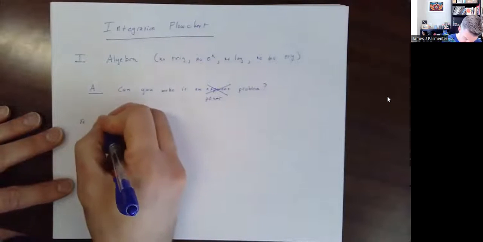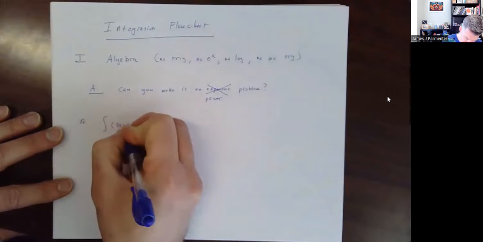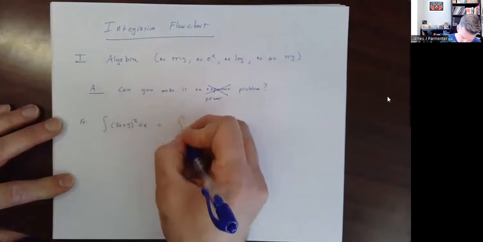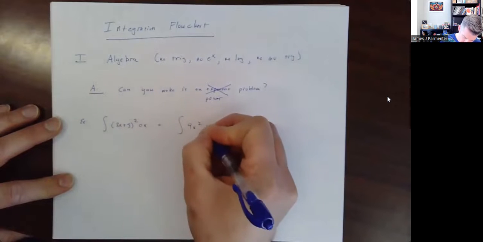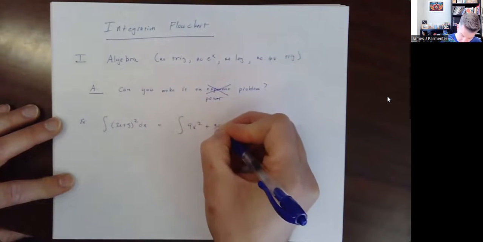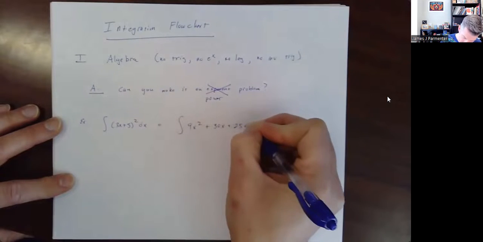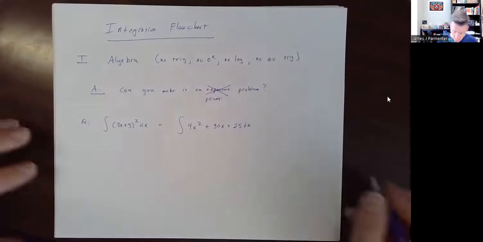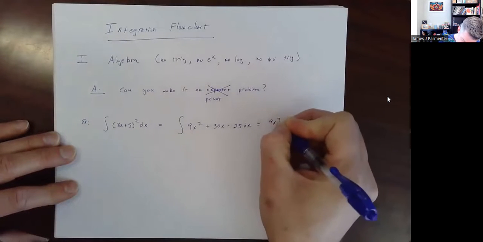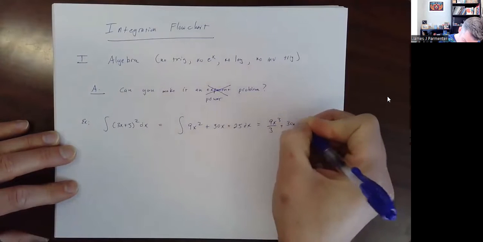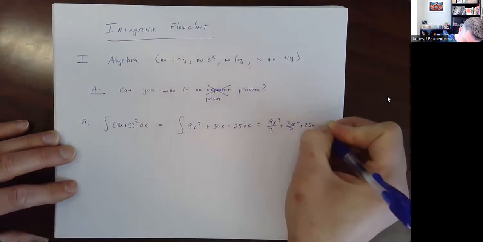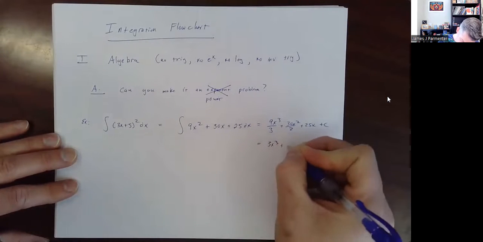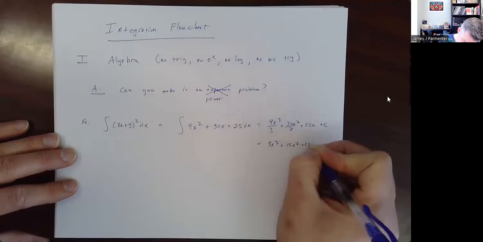So for example, we might try an example if I can get them easily. The integral of (3x plus 5) squared. We can totally multiply that out. (3x plus 5) squared is equal to 9x squared plus 15x plus 15x is 30x plus 25. And that's really straightforward to integrate. We can just put this in there. That's going to be 9x cubed over 3 plus 30x squared over 2 plus 25x plus a constant, which we could simplify as 3x cubed plus 15x squared plus 25x plus a constant.